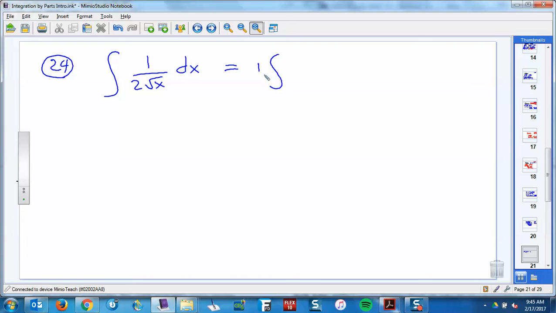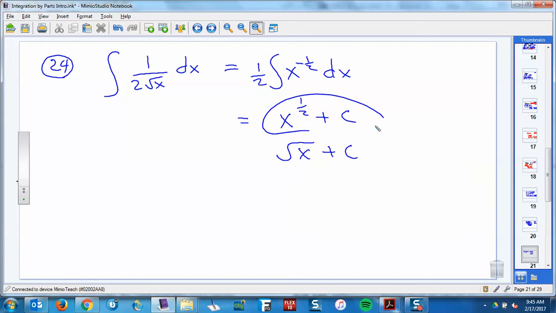This is just 1/2, and this is x to the negative 1/2. And so this is just a power rule. So you raise that up to 1/2, you divide by 1/2, which would cancel this. This is just square root of x plus c. I don't care if you leave it like that or like that. So that isn't even a U substitution problem. But it's really easy to get laser focused on that.